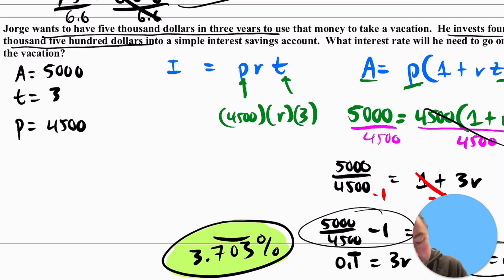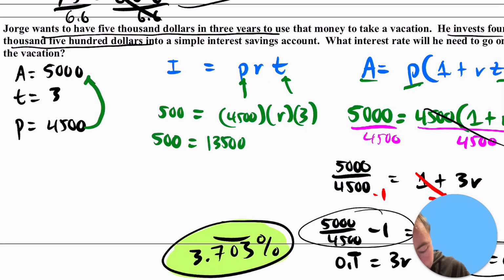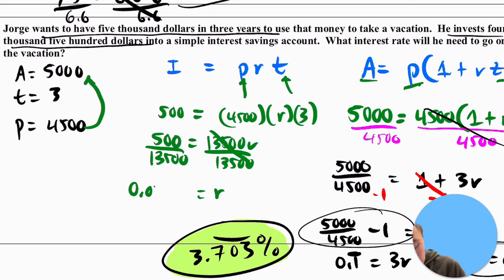We don't know the interest rate r, but we know the amount of interest is the increase from principal to the amount, which is $500. If you set $500 equal to 4,500 times r times 3, then you're solving 500 equals 13,500 times r. Then you divide both sides by 13,500, and if you put that in a calculator you get 0.037 repeating, which of course solves to the same final answer.